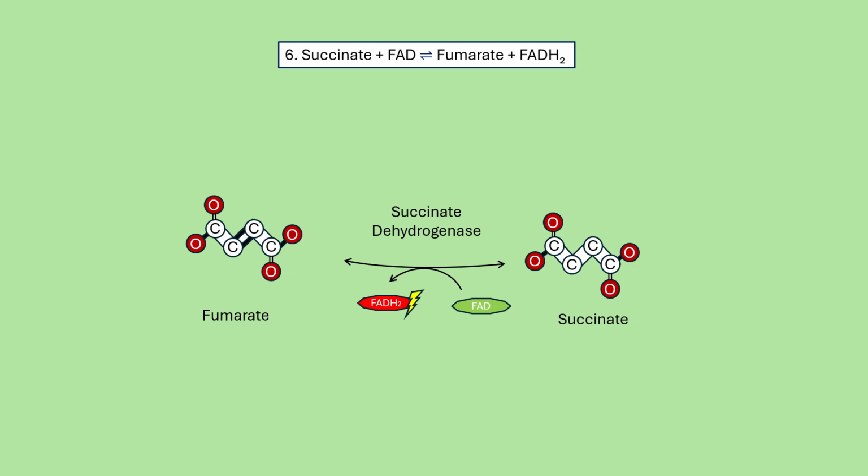In step 6, succinate is converted into fumarate by succinate dehydrogenase. Fumarate has the exact same structure, but it has a double bond between C2 and C3. Also, electrons are transferred to a different carrier this time, FAD. FAD is reduced into FADH2, and it's different from NADH because it doesn't carry as much energy, which will be shown in the next video.